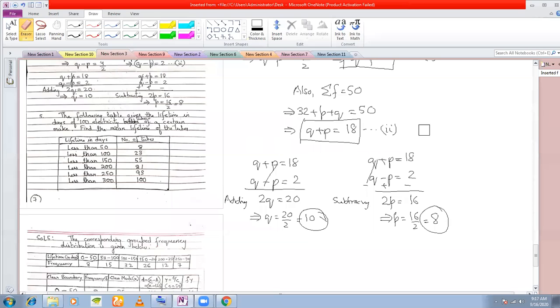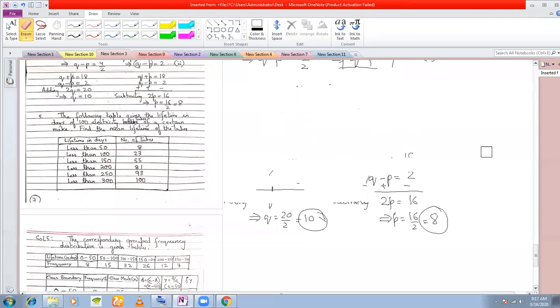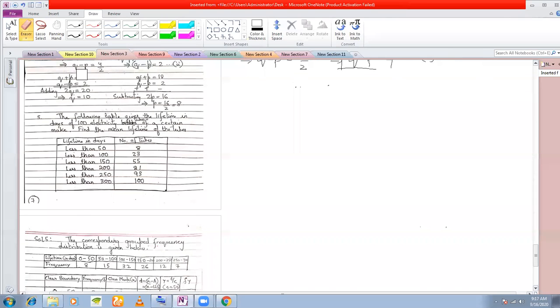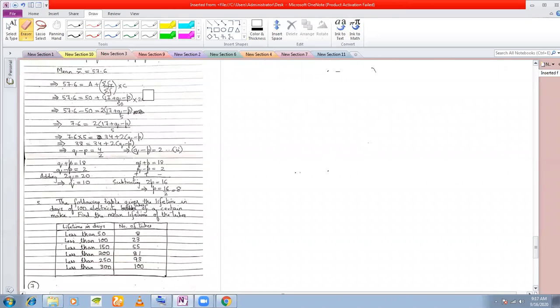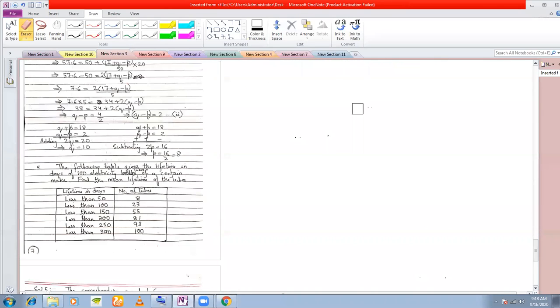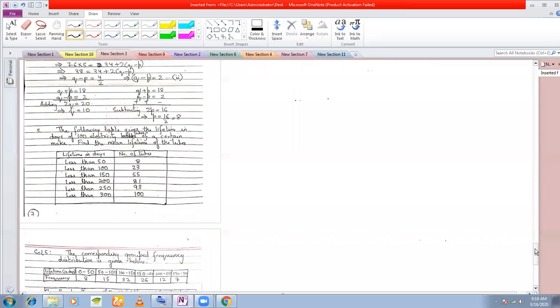Let us see the next problem. Now, next problem is nothing actually. In fact, the next problem is, except for one small thing that you need to understand, a regular problem. That thing is that here, if you see in the question, they have not given you the class intervals. In fact, what they have given you is the lifetime of an electric bulb or an electric tube, whatever, but not in terms of class intervals.